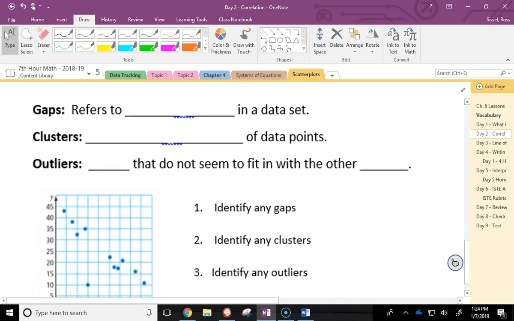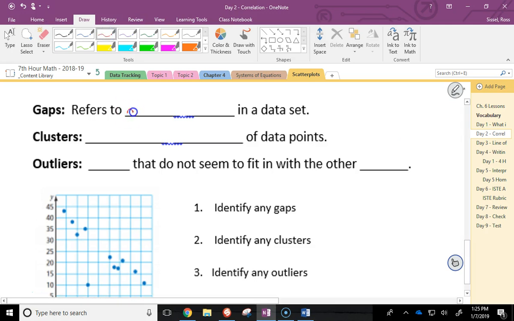Okay, right underneath that page that you're on, still vocabulary, we have to identify the terms that we are going to use today. One, we've already said when we look at a scatter plot, the first thing we're going to do is say if it's positive, negative, or no correlation. There's 3 other things that we have to identify. Gaps, clusters, and outliers. So, gaps refer to, does anyone know what a gap is? When there's like no dots there. Yeah. So it's kind of like the missing data.